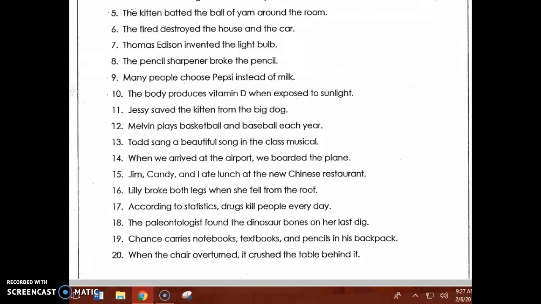16, Lily broke both legs when she fell from the roof. 17, according to statistics, drugs kill people every day. 18, the paleontologist found the dinosaur bones on her last dig. 19, Chance carries notebooks, textbooks, and pencils in his backpack. 20, when the chair overturned, it crushed the table behind it.